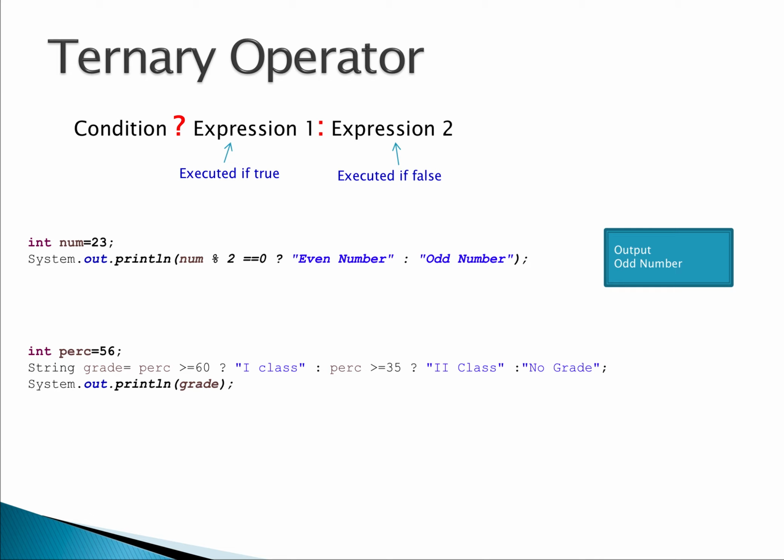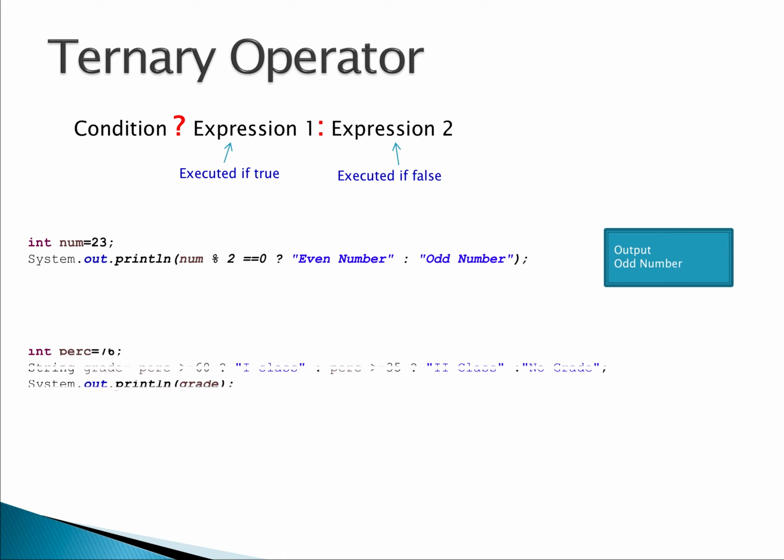If the input is 56, what is going to happen? Again, 56 is not greater than or equal to 60, so it goes to the else part, which is after the colon. But 56 is greater than or equal to 35, so it goes to the part after the question mark. So it is going to print second class in this scenario.